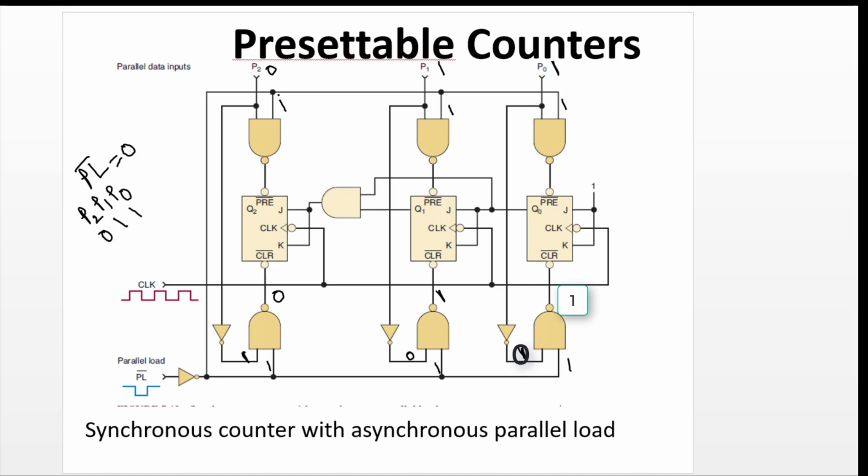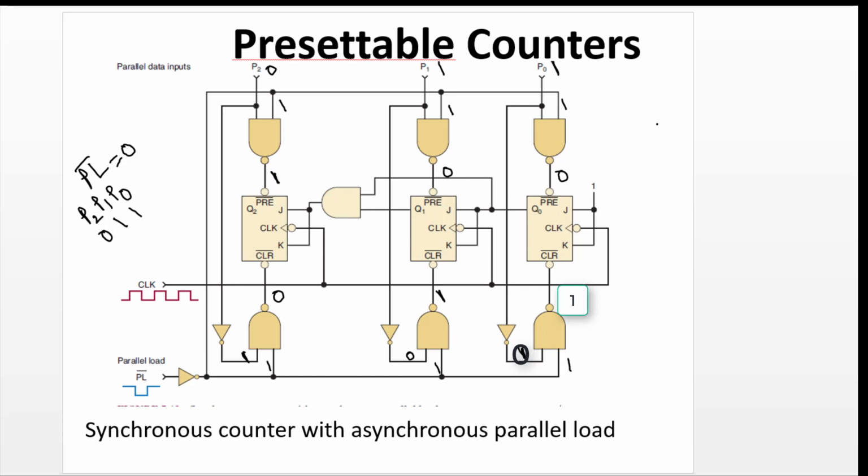Similarly, if you look here, 1 into 0 will be 0, 0 bar will be 1. And 1 into 1 will be 1, 1 bar will be 0. 1 into 1 will be 1, 1 bar will be 0. So if you observe carefully, your clear and preset inputs are opposite to each other. If you look at it, this is 1, 0, 0, this is 0, 1, 1. So wherever you have a clear equals 0, that particular output will go to 0 state. Wherever your preset input is 0, that particular output goes to 1 state.